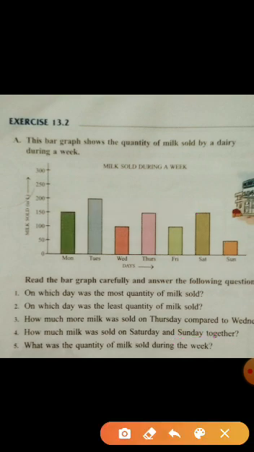Question number 5. What was the quantity of milk sold during the week? Here we are asked to find out the quantity of milk sold during the week. It means we have to add the quantity of milk sold on Monday, Tuesday, Wednesday, Thursday, Friday, Saturday and Sunday. If you add all the quantities of milk sold on each and every day, the addition will come 900. So 900 liter milk was sold during the week.